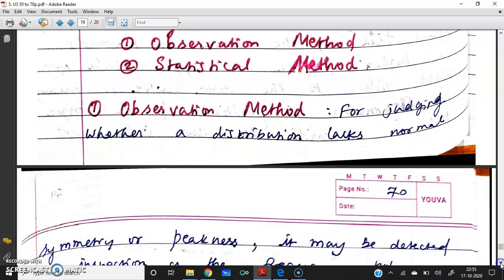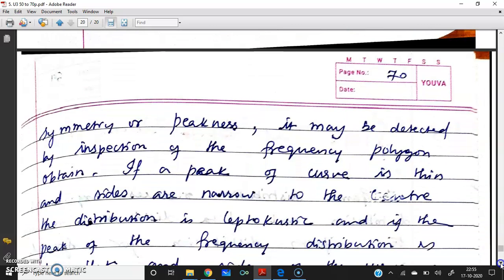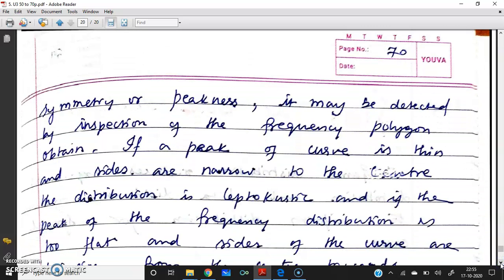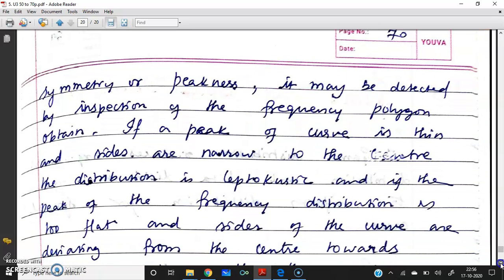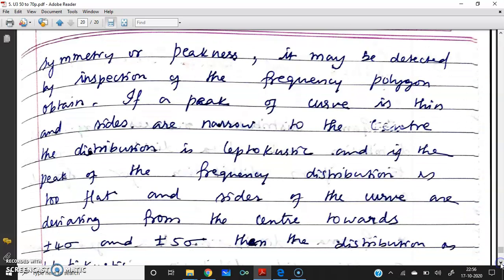For judging whether the distribution lacks normal symmetry or peakness, if the peakness is too high or below the normal, it may be detected the same way as we did for the skewness, for kurtosis also using the frequency polygon. If the peak of the curve is thin and the sides are narrow, very close to the center, and the sides, left side and right side, are very packed and close to the center, the distribution will be leptokurtic.